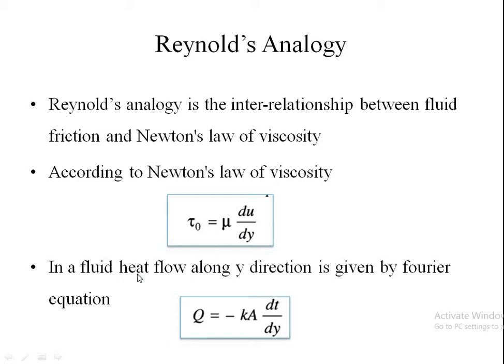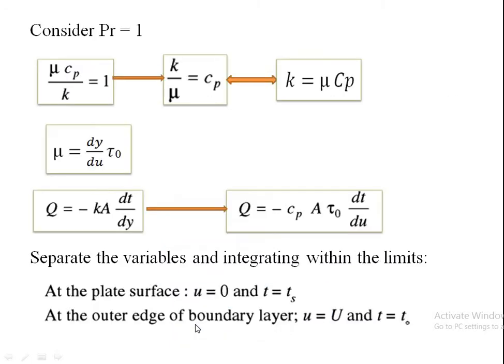In a fluid, heat flow along a y direction, that is nothing but vertical direction, is given by Fourier's equation. And we know this Fourier's equation, that is nothing but q is equal to minus kA multiplied by dT divided by dy, where k is the thermal conductivity, A is the area, dT is the change in temperature, and dy is nothing but change in length in a vertical direction. So this is nothing but heat transfer rate by conduction.